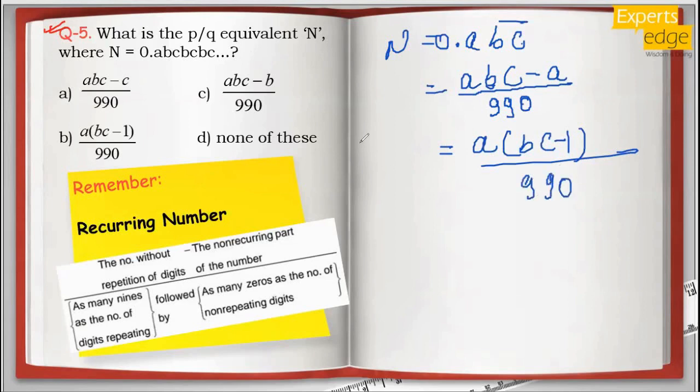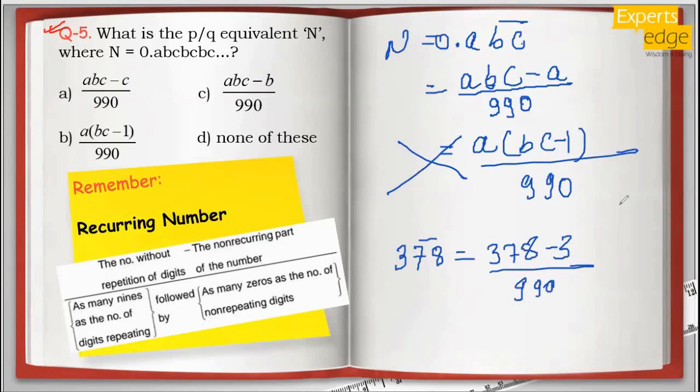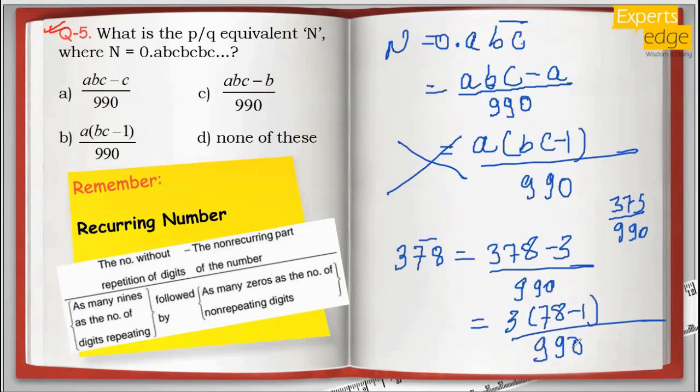Many students will do this thing, but remember this cannot be done. These are digit place values. You can't take out common like this. Let's say the last example, only 378 bar. So this 378 minus 3 upon 990, its actual value will be 375 by 990, right? But if you take out 3 common, what will happen? If I take out 3 common, 78 minus 1, will this be the case? No. This is not an equation where you can take out some common. These are place values.